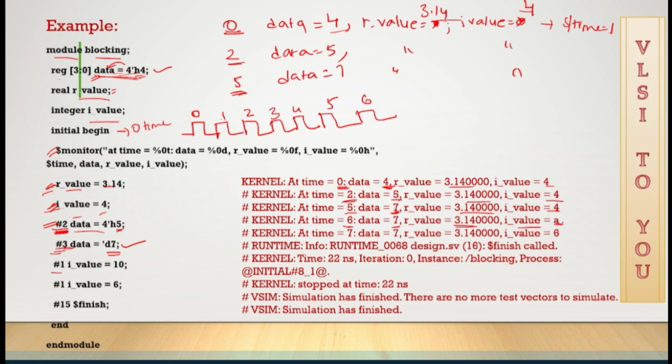That means after another clock cycle, at 7. At 7, data is 7, R value is 3.14. But what is the value that is changed? The I value is changed from A to 6. So this is how the execution is done in a blocking statement. Clear? So this is the example for the blocking statement, right? Hope you got the detailed view about how the execution is done in a blocking statement.